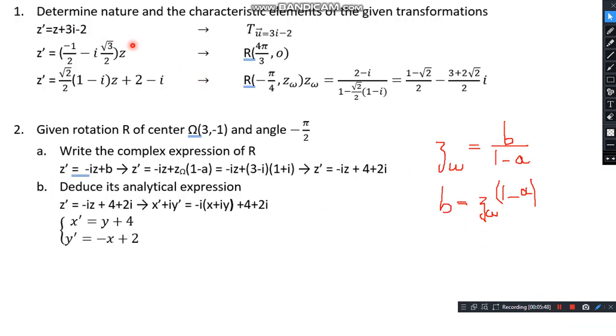We're going to start with an application problem. Determine the nature and characteristic elements of the given transformation. If you look at this first one, this is a translation because the coefficient of z is 1. Translation of vector 3i minus 2.